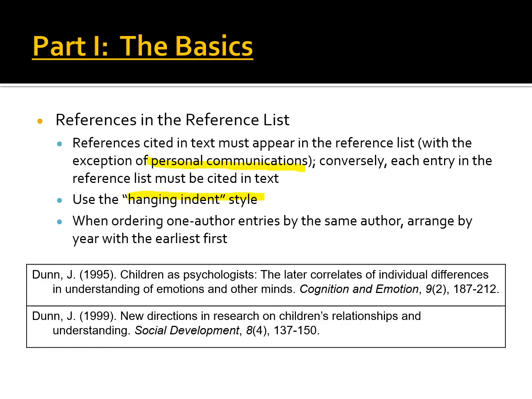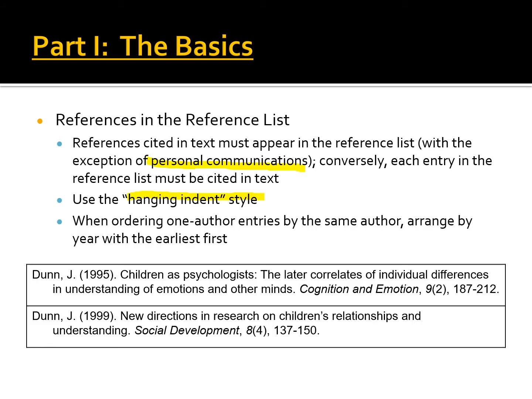APA 7 uses, much like APA 6, the hanging indent style in the reference list. What that means is that the very first line of every reference is flush to the left, and then every line underneath that reference will be indented 5 spaces. This is called the hanging indent style.